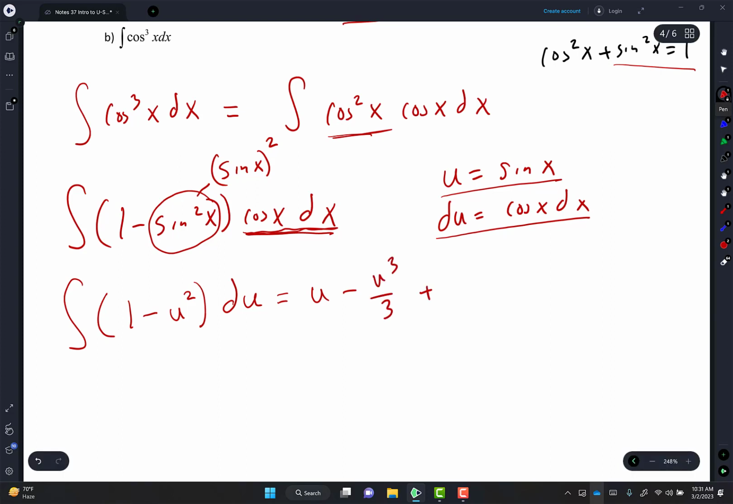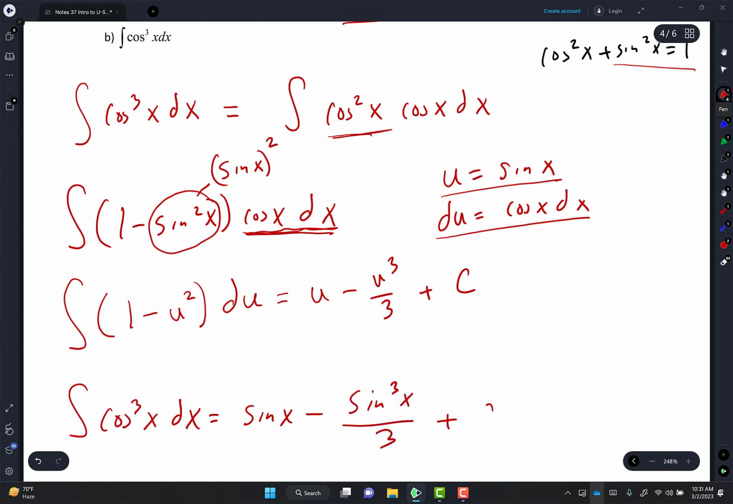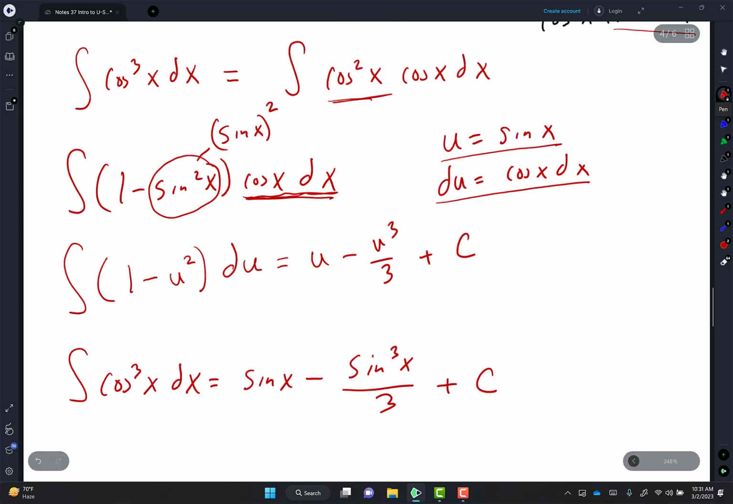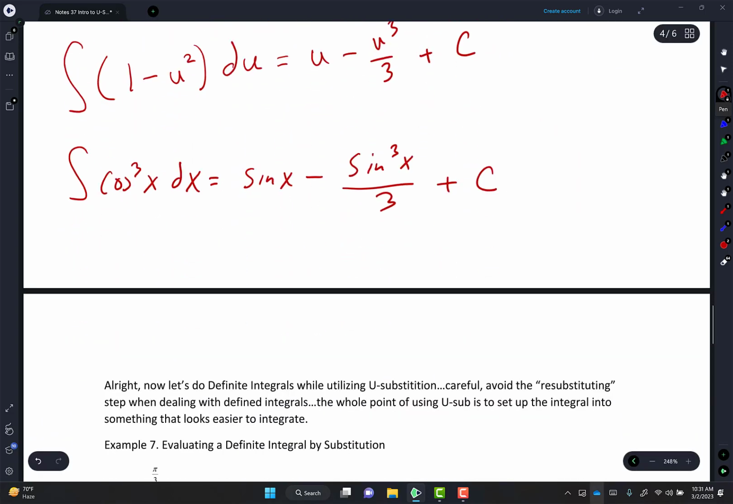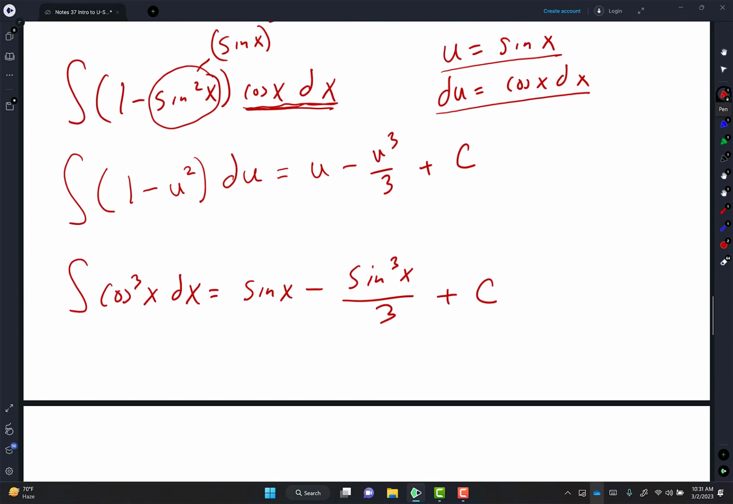And I got to put a plus C. So here's what it means. This means that the integral of cosine cubed x dx is nothing more than sine x minus sine cubed x over 3 plus C. Done. Cool or not cool? Yeah, that's it. I think that's it. All right.